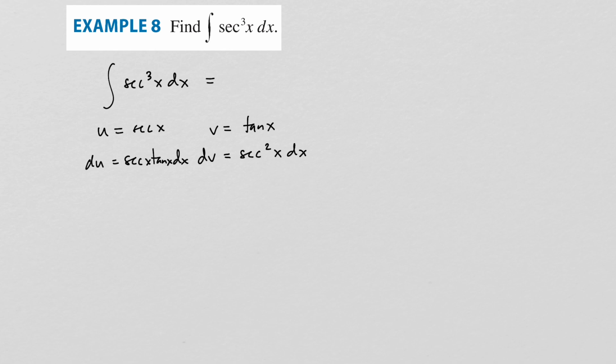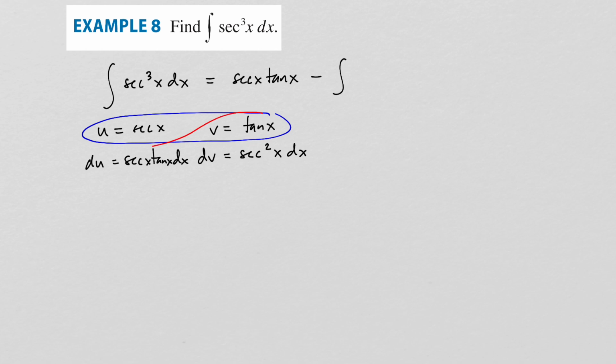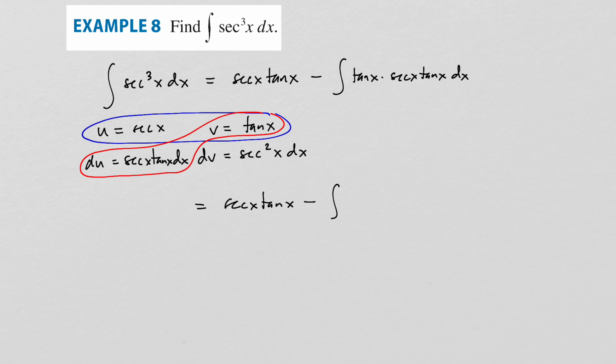And then by integration by parts, we're going to multiply u times v together, which is secant x tangent x, and then minus the integral of v times du. And that is tangent of x times secant of x tangent of x dx. So we have secant of x tangent of x minus the integral of secant of x, and then tangent times tangent is tangent squared of x dx.